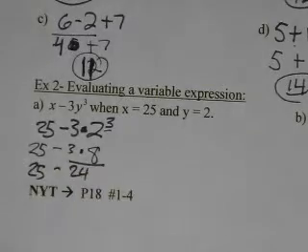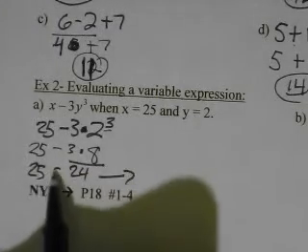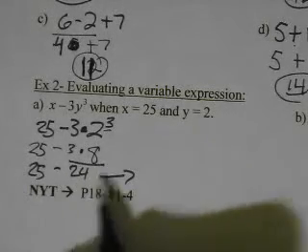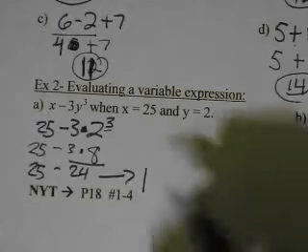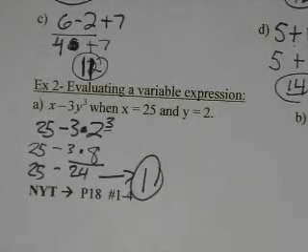Bring everything else down. And I'm going to have to move off to the side here. 25 minus 24, it's the only thing left. 25 minus 24 gives us 1. And we are done. So even though that looked complicated, it wasn't too bad once you get started.